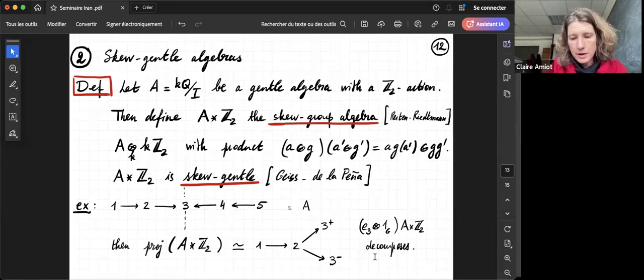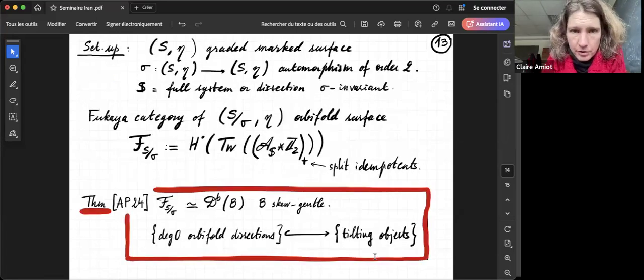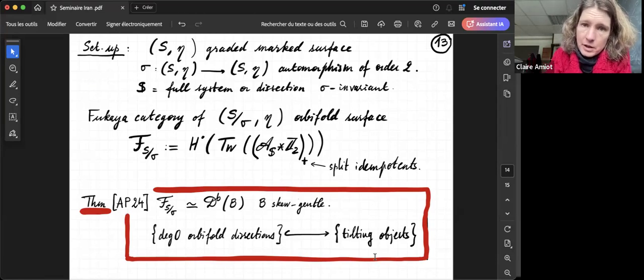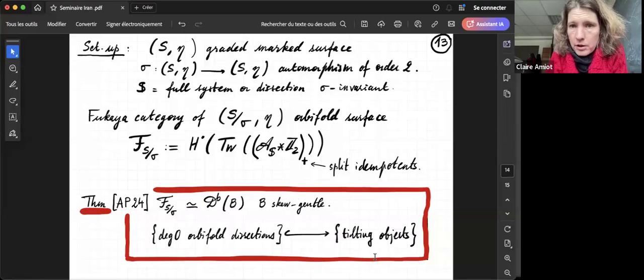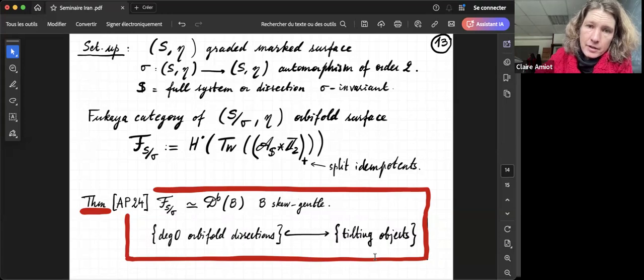Now, in joint work with Pierre-Guy Plamondon, we tried to use all these things about skew-gentle algebras, but in the A infinity and Fukaya setting. We start with a graded marked surface, (S, eta), where S is the surface and eta is a line field, and we assume that we have an automorphism sigma of order 2 on this surface. We also start with a full system of arcs, or dissection, which is sigma invariant. And now we will define the Fukaya category of S over sigma, eta.